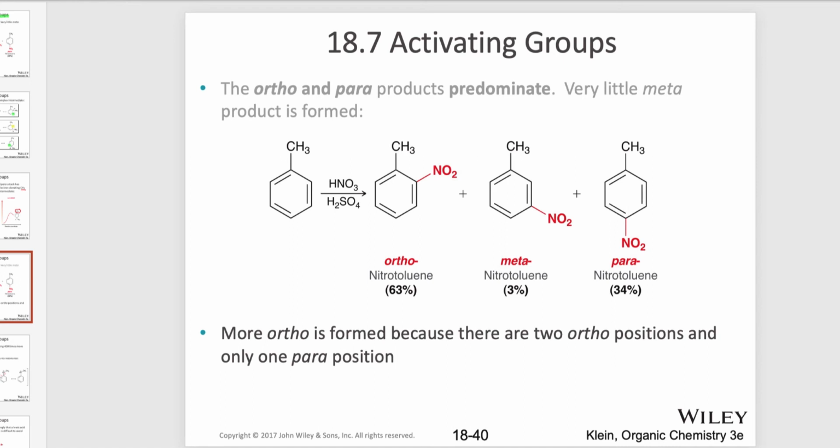So, as we're looking at this, these were the results. More ortho is formed because there are two ortho positions and there's only one para position. Remember how there's symmetry in here? So that will also affect the overall outcome for this.